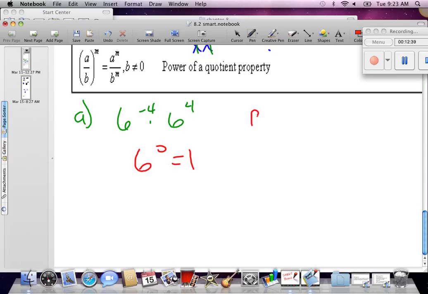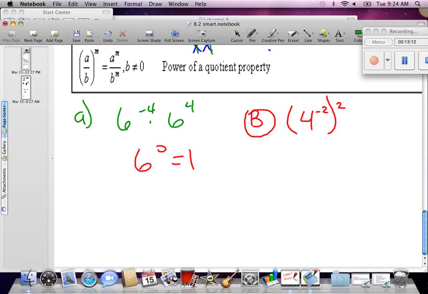Let's try B. We have 4 to the negative 2nd to the 2nd. Now, who remembers the order of operation? What's the first thing you have to do? What's the P stand for? Parentheses. So before you take anything to another power, you have to take care of what's in parentheses first. In the parentheses, we have 4 to the negative 2nd. We can't have a negative exponent. So what's the first thing you have to do? We have to flip it.